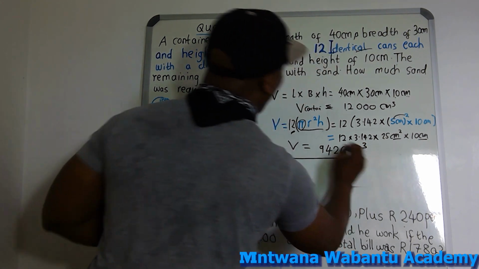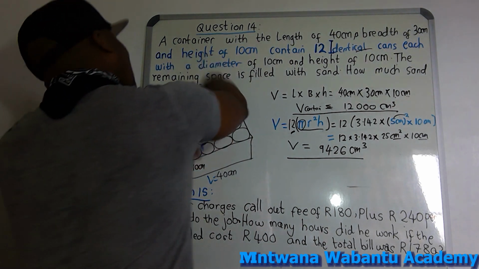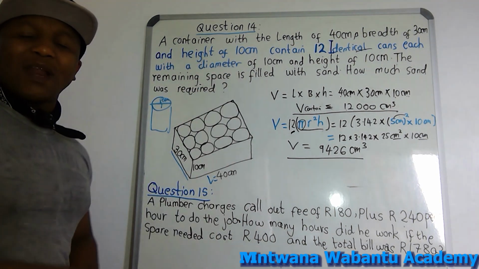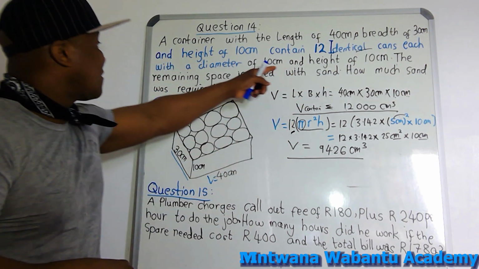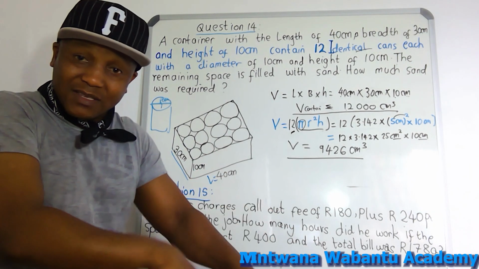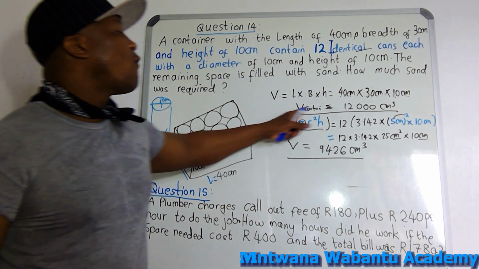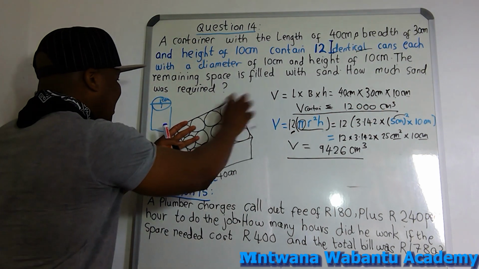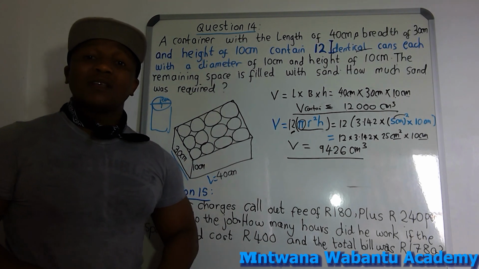So we have the volume of all the container and the volume of all these cans. So we want to know the space where it was empty. They say they fill it up with sand. They take sand, they put it in that empty space. So we want to get that volume of sand. How am I going to get it? Take the whole volume and then minus these cans. So the left space is going to be for sand.